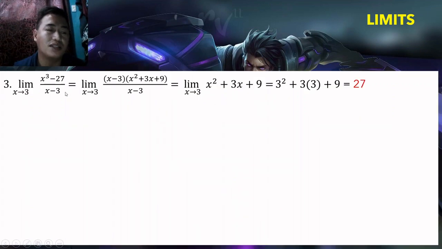Okay, class, the limit of x cubed minus 27 over x minus 3, as x approaches 3. So, is equal to, so, ang x minus 3, class, sure na ay factor diri sa taas. So, that is x minus 3 times x squared plus 3x plus 9. Muna nato factor, class, ang x cubed minus 27. So, over x minus 3. So, we cancel x minus 3, class, so the limit of x squared plus 3x plus 9 as x approaches 3 na class.